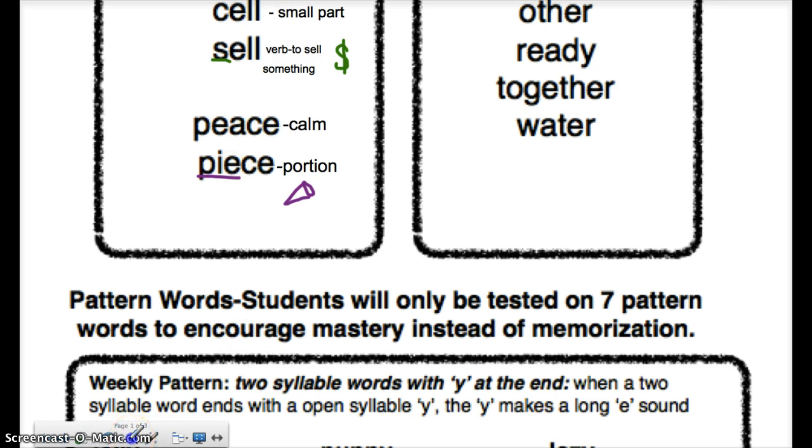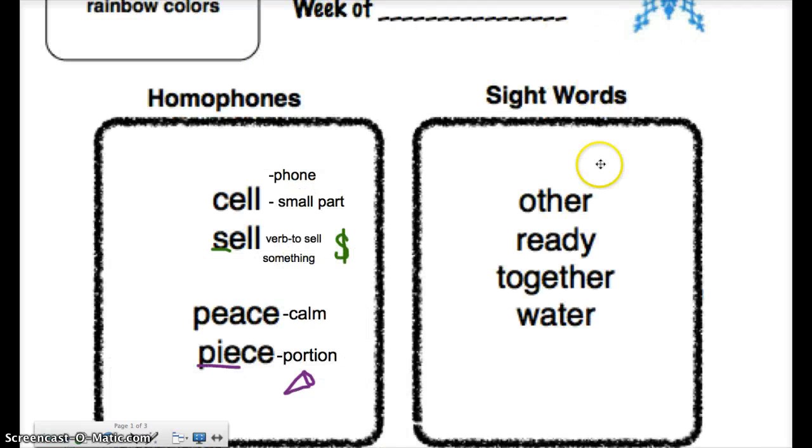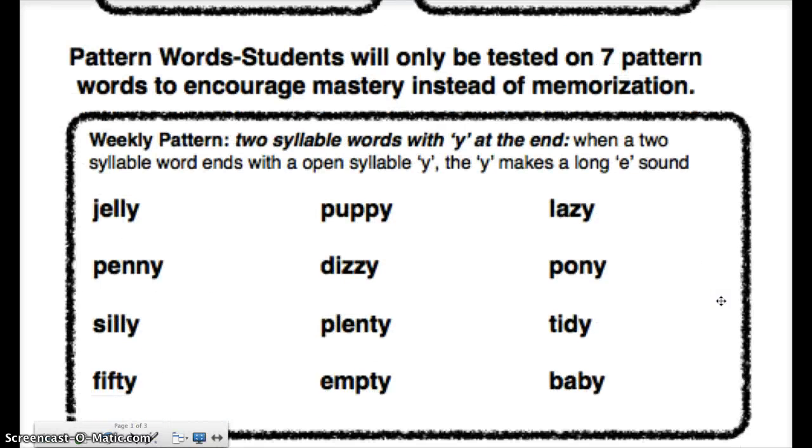Okay, let's take a look over at our high frequency words over here, our sight words. We have other, ready, together, water. Please make sure that you go over those this week and memorize how to spell them because they don't follow a pattern, so you need to make sure that you memorize those.